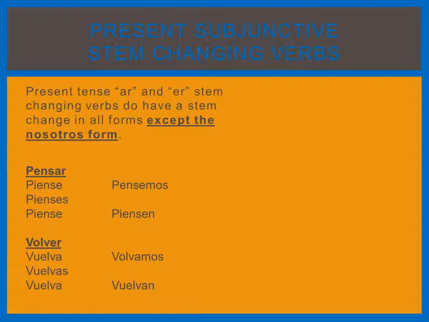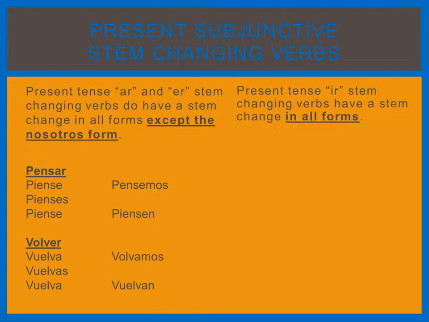The difficulty lies in present tense IR stem changing verbs. They have a stem change in all forms, including the nosotros. Let's look at the three types. Pedir is an example of an E to I stem changing verb. Pida, pidas, pida, pidamos, pidan. Pidamos does have the stem change in the nosotros form.